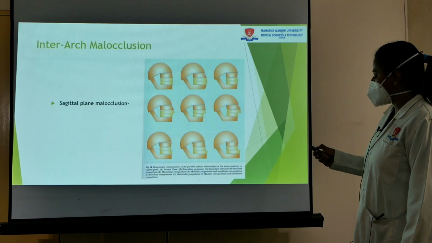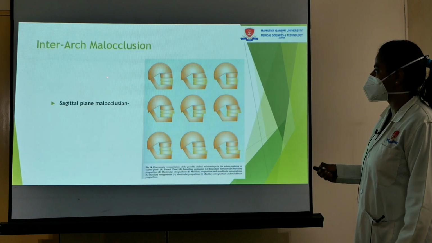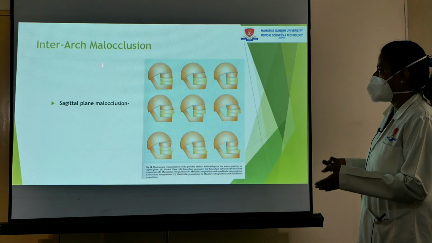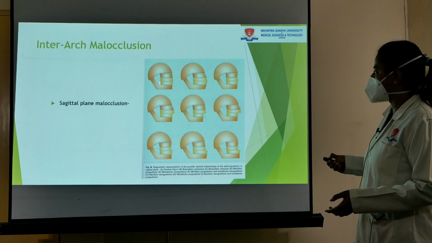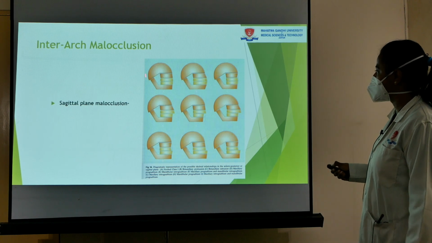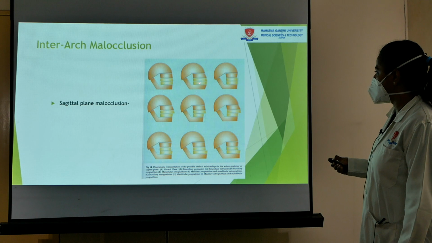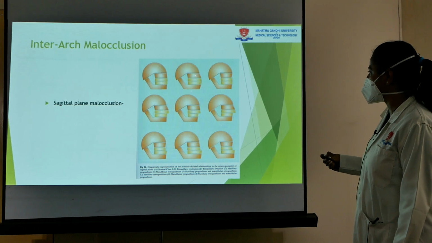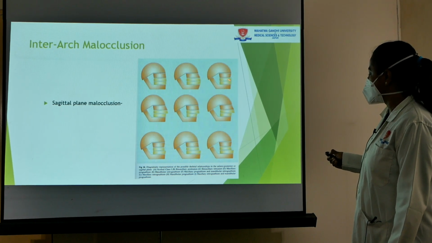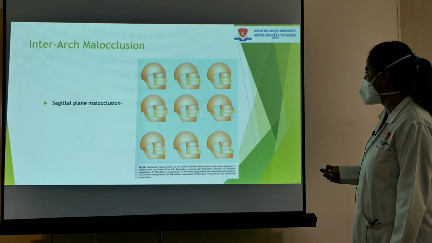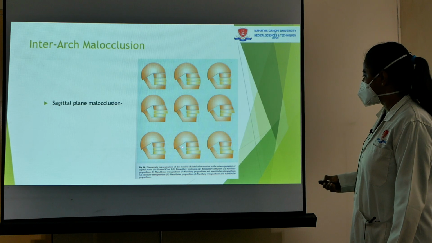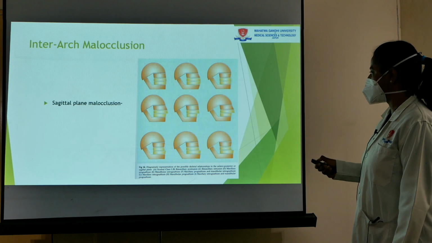Next is the inter-arch malocclusion. Inter-arch malocclusion means the malocclusion which is present between both the arches, in the maxilla as well as in the mandible. Like this situation is the normal occlusion. In this, the maxilla and mandible are ahead of the cranium, and in this the maxilla and mandible are behind the cranium. In this the maxilla is ahead of the mandible, and this is the skeletal class 2, this is the skeletal class 3. It is in the sagittal plane.